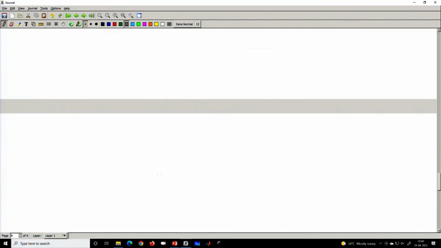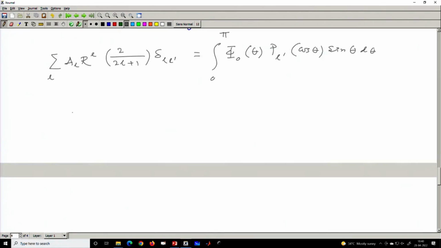So, what I do is I just integrate, and after integration we can remove this delta function, and I just write A L r to the power L prime. When L is equal to L prime, then that is meaningful, and I have 2 divided by 2 L prime plus 1, and that side I have simply 0 to pi, because we can't do anything right now because phi 0 theta is not given. This is a functional form, so it will remain like this.